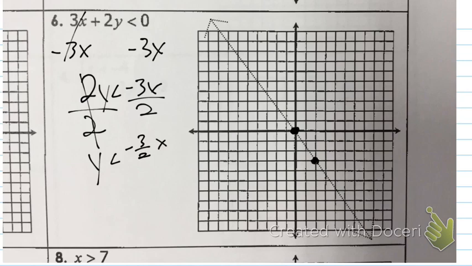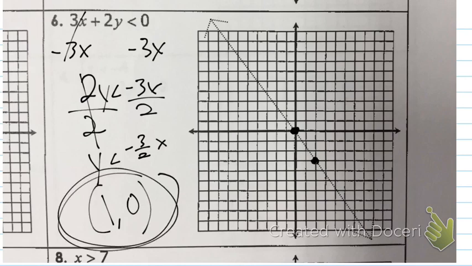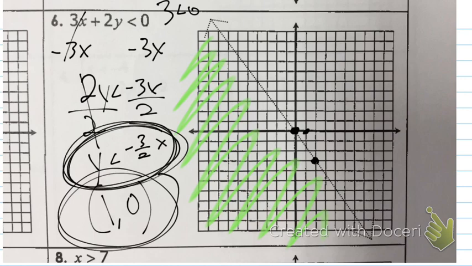Wait. So we also can't test the origin here. But we could test like (1, 0). If we did that, we'd have 3 is less than 0. Is that true? No. 3 is not less than 0. So (1, 0), which is right here, cannot be in the shaded part. It tells me this would have to be the shaded part. Another thing we can do, since this is in slope-intercept form, is it says less than in reference to y, which means below. That's another way.